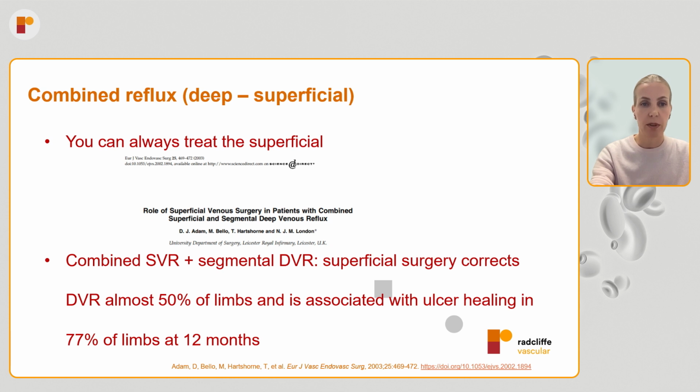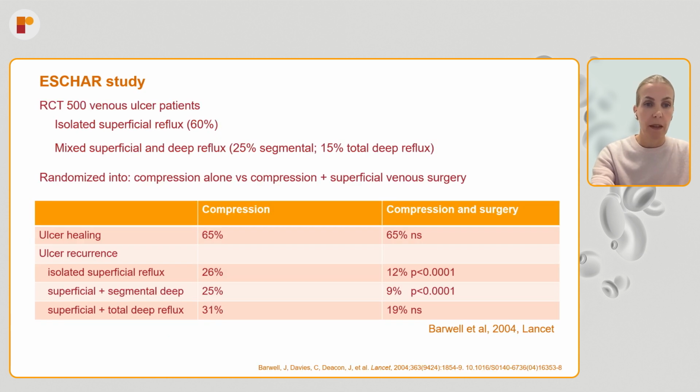This paper that was published in a European journal looked specifically at patients that had both superficial and deep venous problems. They found that specifically when there's combined superficial reflux and segmental deep venous reflux, if you treat the superficial, that very often corrects the deep reflux in almost 50%. And that is also associated with increased ulcer healing in 77% of the limbs at 1 year.